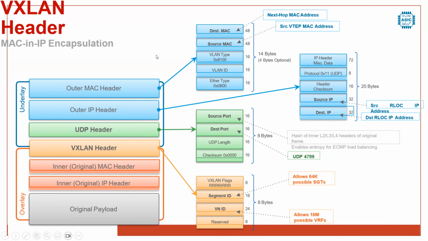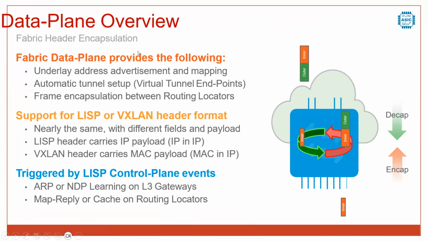Now this VXLAN is different from the ACI VXLAN. There you will see the port number is different and other information is different. Why are we using VXLAN? What's the use of this? Again, we'll discuss later on. Okay.